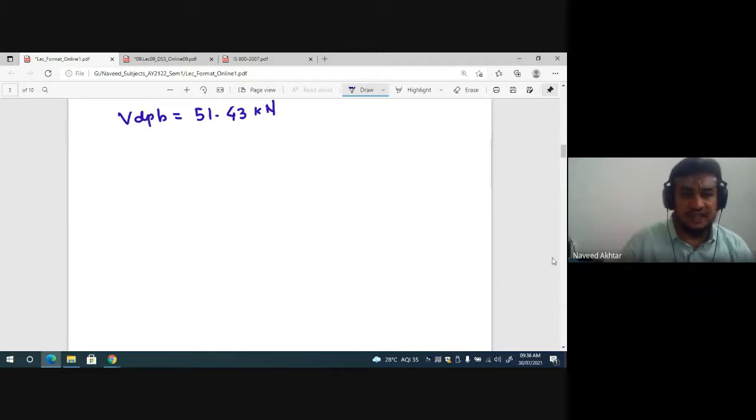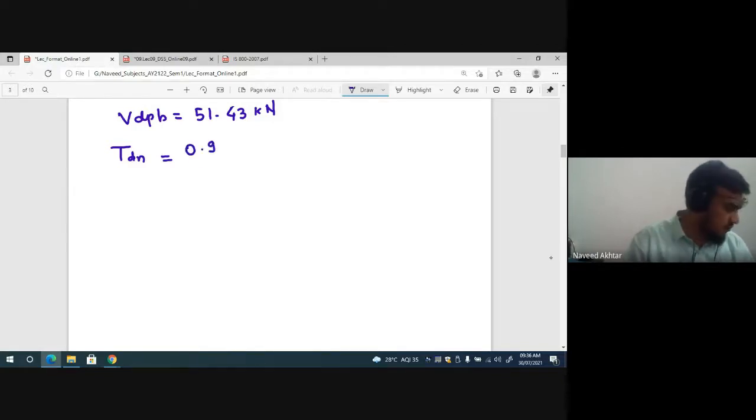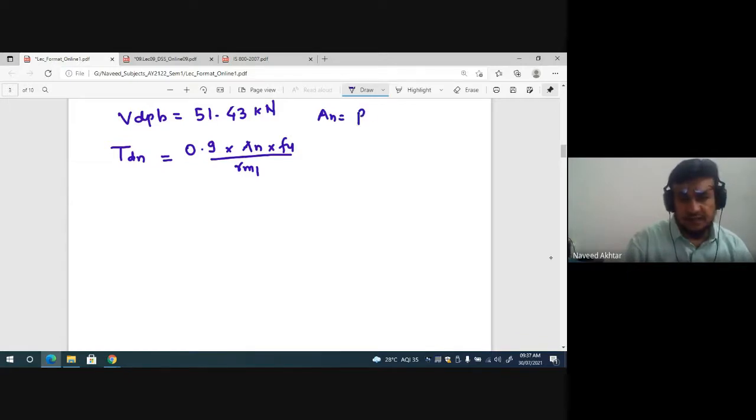Now you have to find out the tensile strength of your plate. For the tensile strength of the plate, the third formula, TDN, is equal to 0.9 into An into fu divided by gamma m1. Now what is the An? We told you earlier that An is equal to p minus n d0 into t.